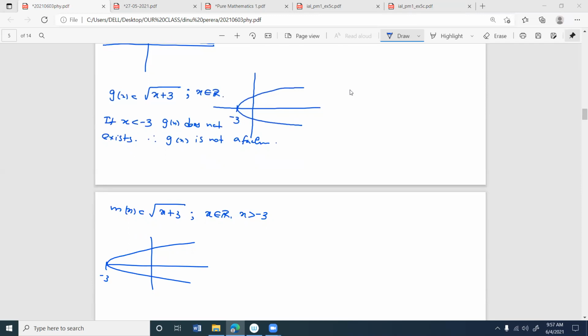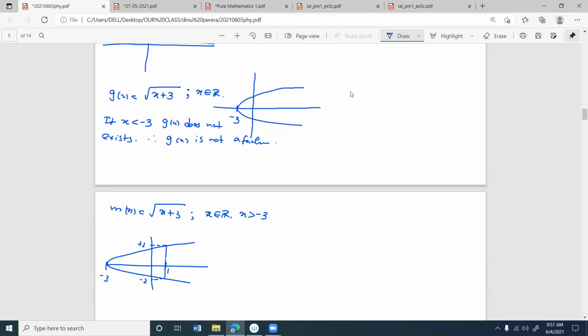Amelia, what is your opinion on this matter? It's not a function. Why? Because it satisfies the first condition, for x more than minus 3, that is correct, but look at this x coordinate. For example, x equals 1. Then what is the answer? x equals 1 means 4. Square root of 4 is how much? Plus 2 and minus 2. So one x has 2 y answers.